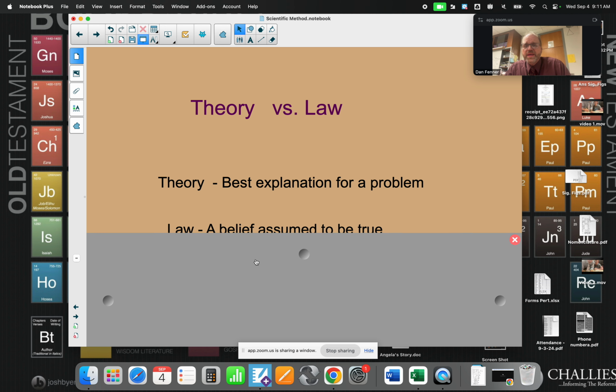Law, on the other hand, is a belief we assume to be true. Now, we say assumed as opposed to actually being considered true always the case. Gravity is an example of a law. A law works everywhere. If you take the top of a building and push you off, you're going to go straight down and go splat. But does it work everywhere? Well, there is one place, deep space, called black holes.